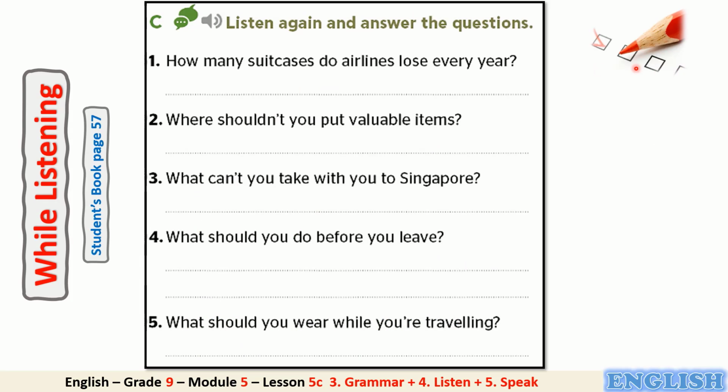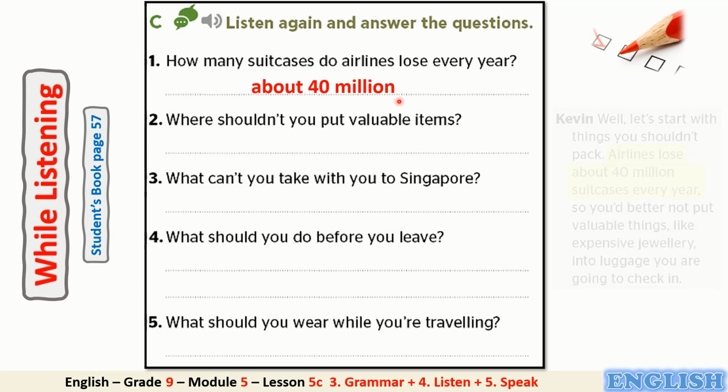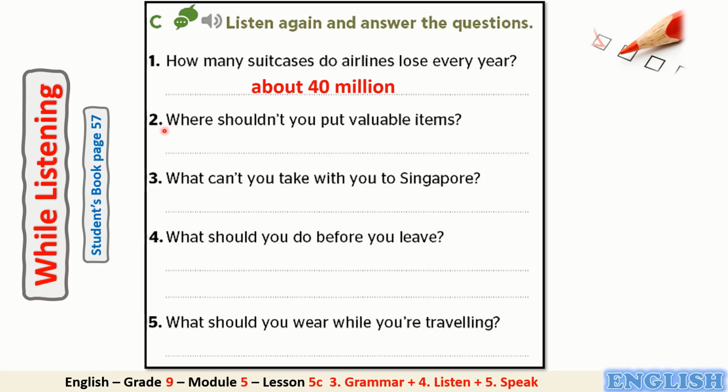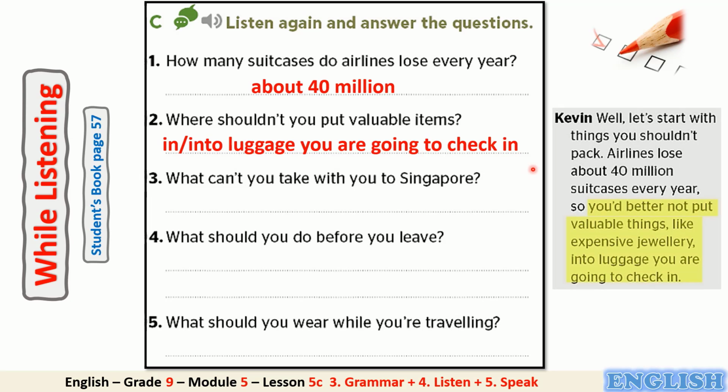Now let's check your answers. Number 1. How many suitcases do airlines lose every year? Very good, my students. About 40 million. Can you find a clue to justify this answer? Excellent, my students. 2. Where shouldn't you put valuable items? Very good, my students. In or into luggage you are going to check in. Can you justify this answer? Very good, my students. It's here.